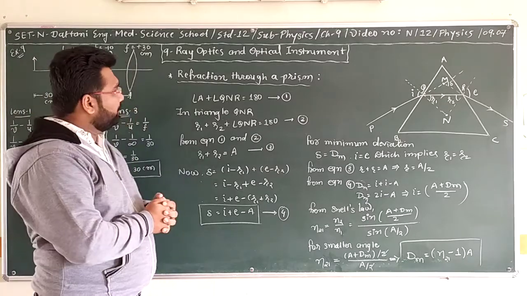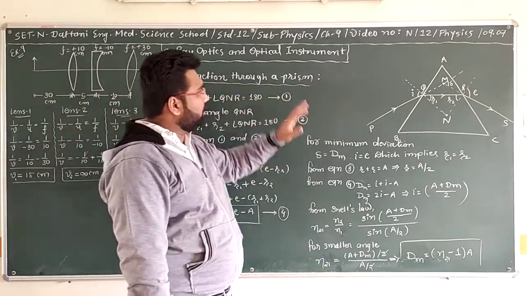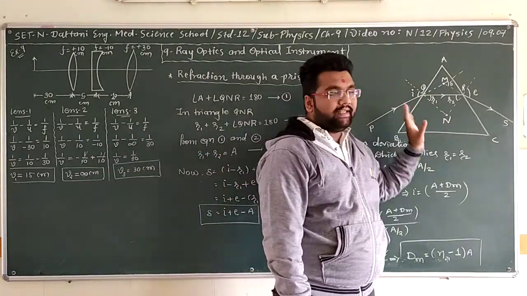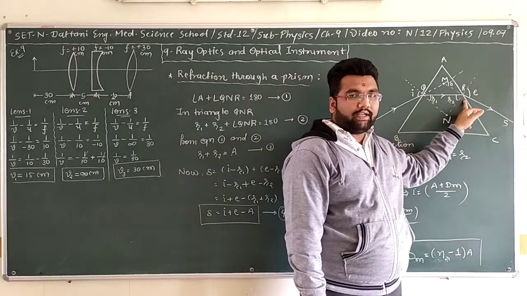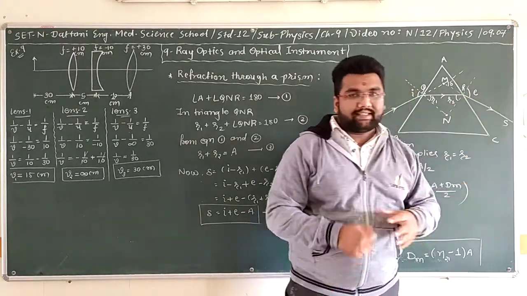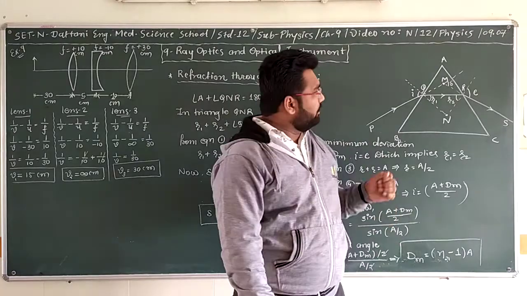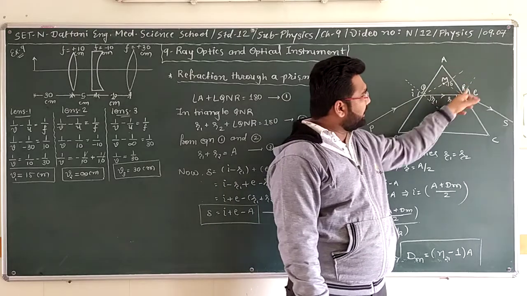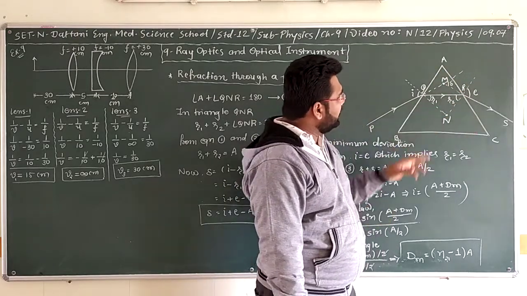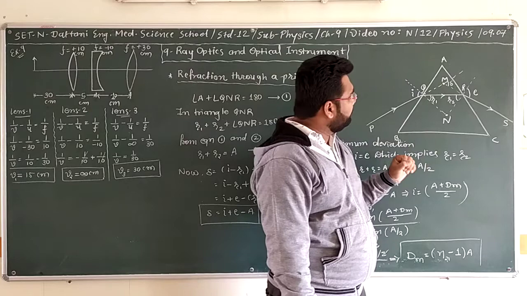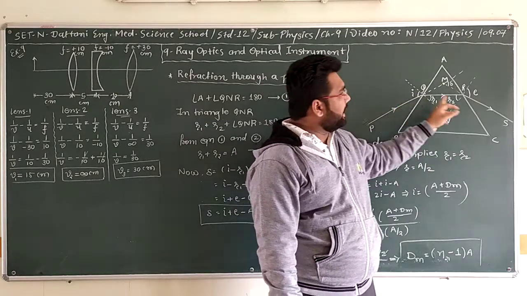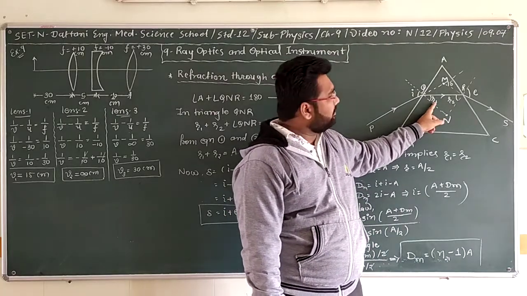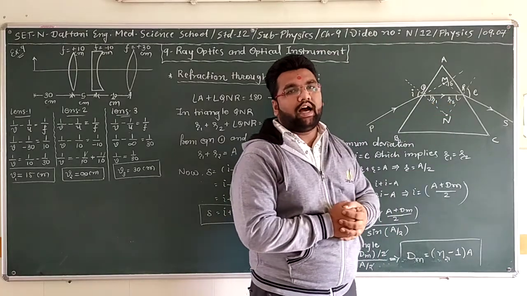Now going forward, refraction through a prism. We have one prism ABC. PQ is our incident ray, QR is our refracted ray, and RS is our emergent ray. This is our normal, and this is our second normal on side AC. Here the incident angle is i and the emergent angle is e. Here is our first refracted angle r1 and this is our second refracted angle r2.